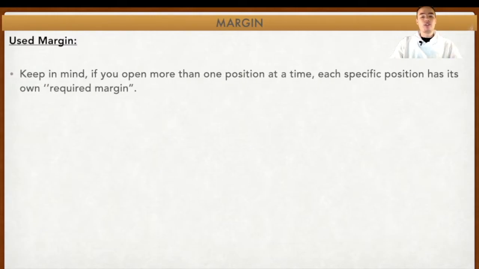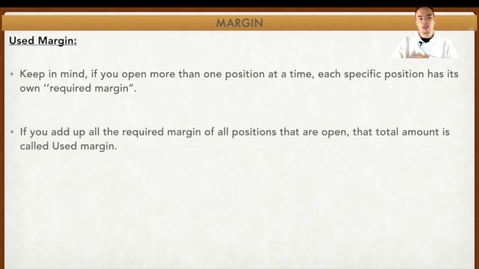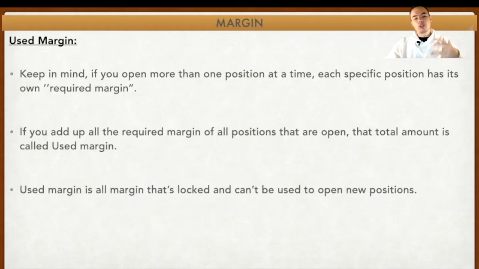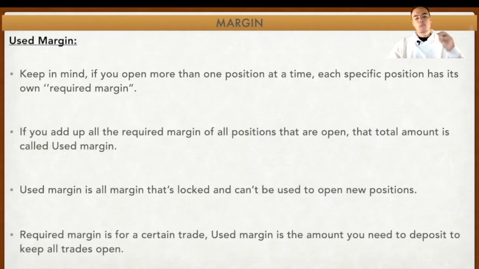Now keep in mind, if you open more than one position at a time, each specific position has its own required margin. If you add up all the required margin of all positions that are open, that total amount is called now, used margin. Used margin is all margin that's locked and cannot be used to open new positions. Required margin is for a certain trade. Used margin is the amount you need to deposit to keep all trades open.